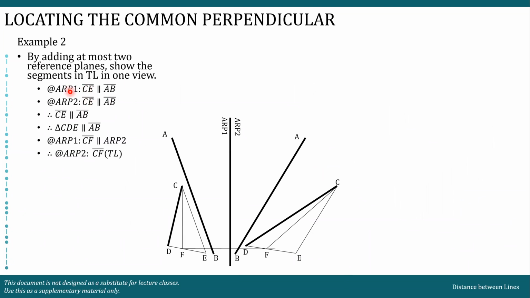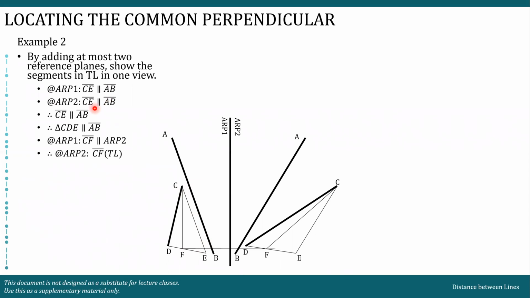I already wrote it, no? At ARP1, you will draw CE such that it is parallel to AB. Okay? So I have C here, then I'll just draw a line E. There's no requirement on where CE is. Anywhere, wherever you want to put CE, as long as CE is parallel to AB.